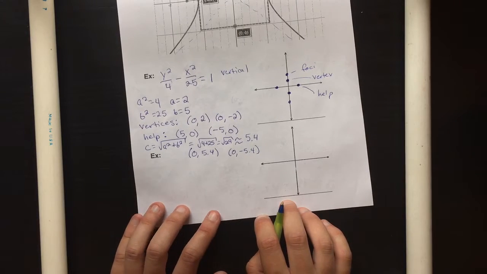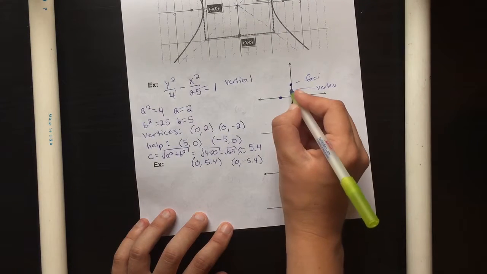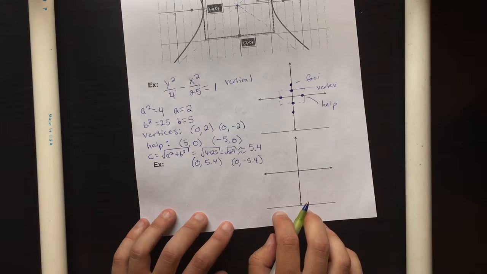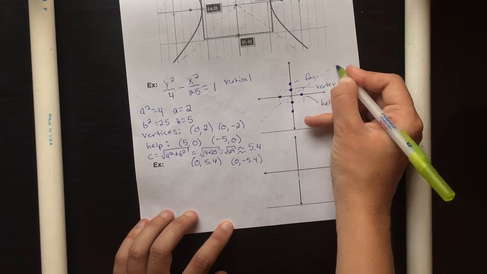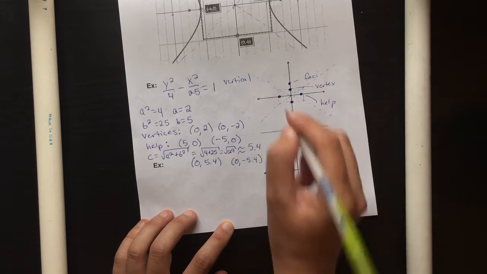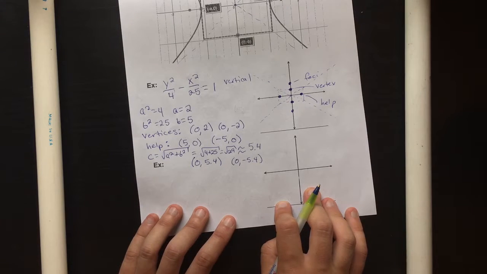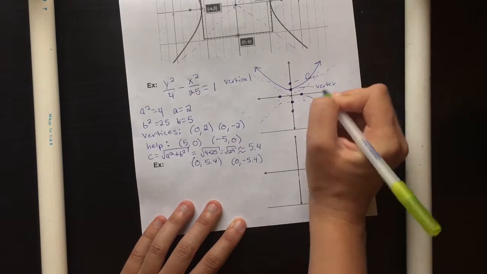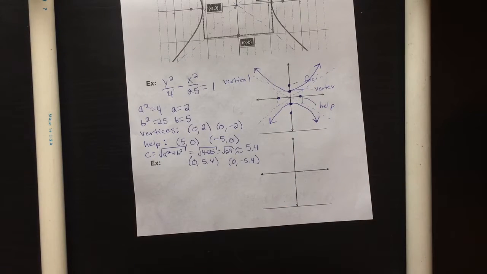All right, now I'm going to draw my little box with the vertices and the help points. So it's going to be like this. Then from there I can draw in my asymptotes. And then when you're actually graphing the hyperbolas, you just follow the curve of the asymptotes. So start with the vertex and go out. Just like that.